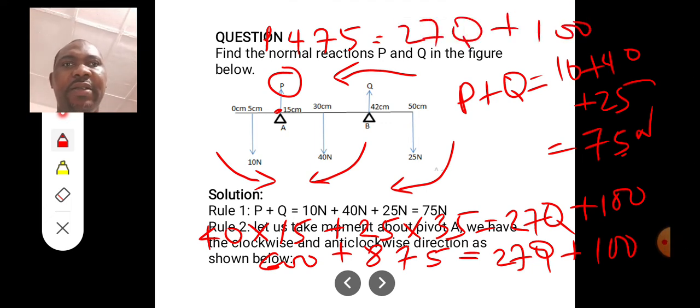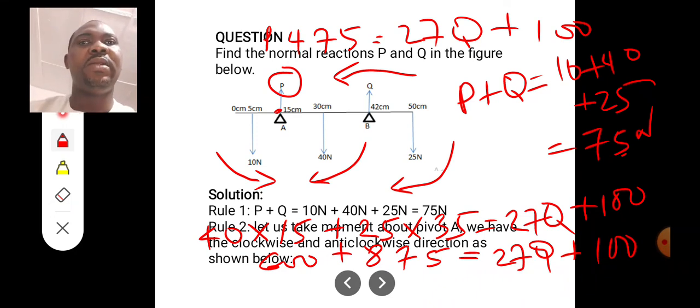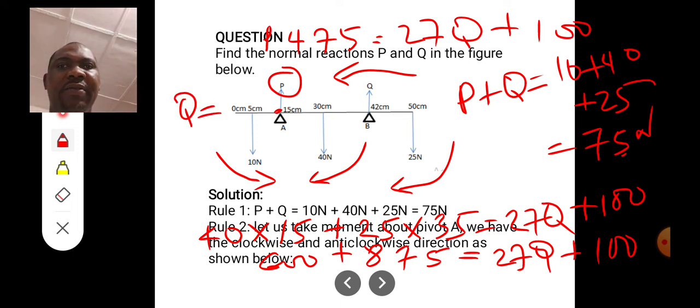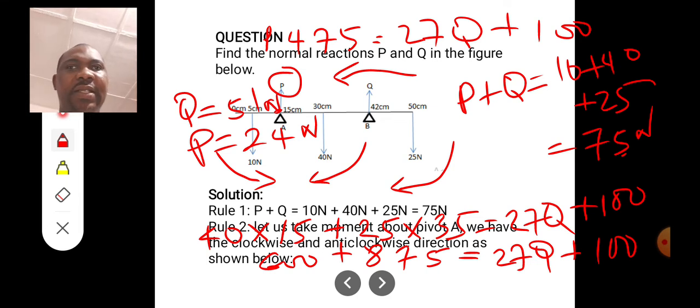So with that we can find Q. Let me do that quickly. Your Q now is 50.92, so approximately 51. So my Q is equal to 51. And if my Q is 51, remember that P plus Q is 75. That means P will be 75 minus 51, and that will give us 24 newtons. So that is the answer for the normal reactions at P and Q.